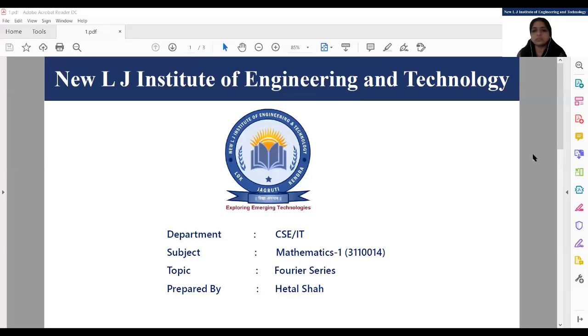Very good morning, students. Today we continue our Fourier series chapter with the topic discontinuous function with the limits 0 to 2 pi. Okay, so let's start with the example.